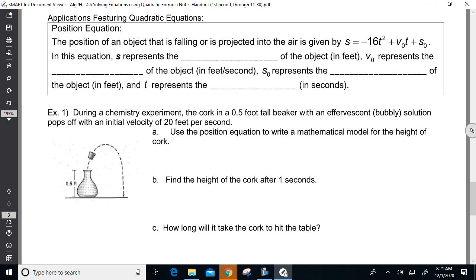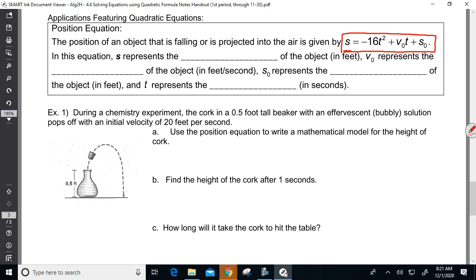So, first thing, a brief explanation of this formula right there. This is your position formula, describing the position of an object that is falling or is projected into the air. So, fireworks, anything that's shot up into the air, obviously it's not going to stay in the air forever. It's going to eventually come back down to the ground. So you have S equals negative 16 t squared plus v naught times t plus s naught.